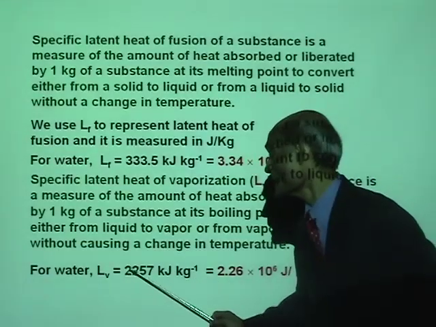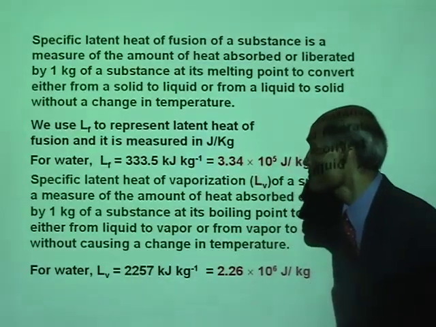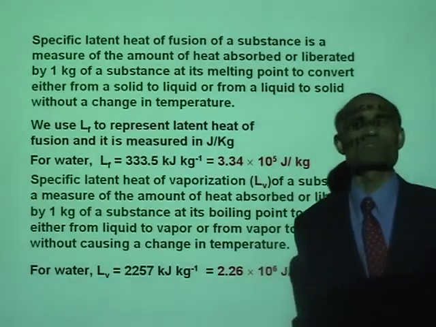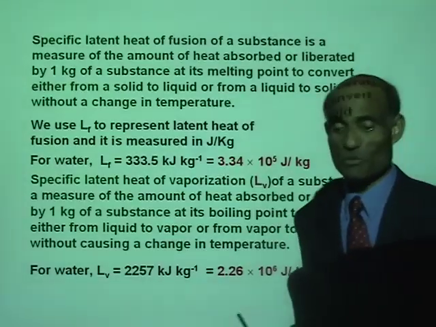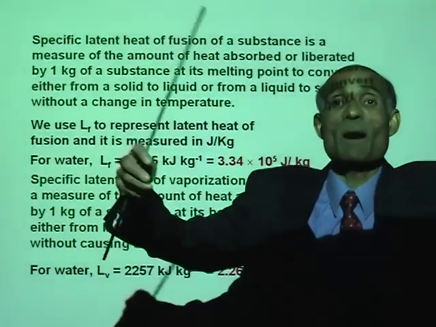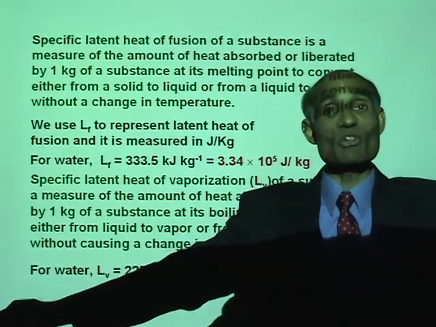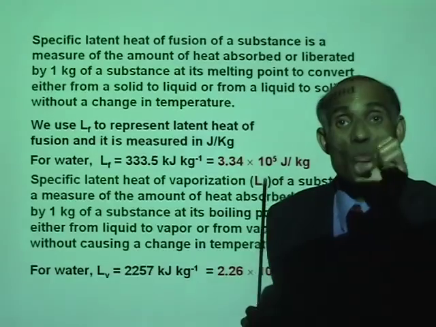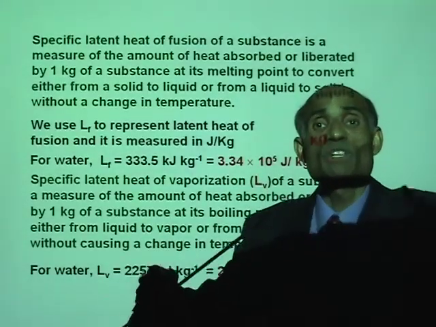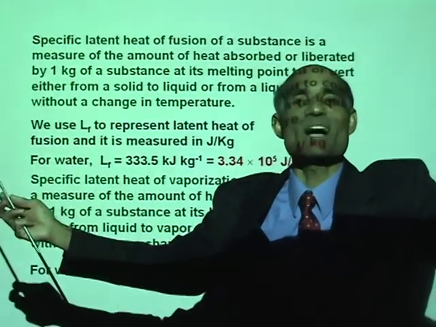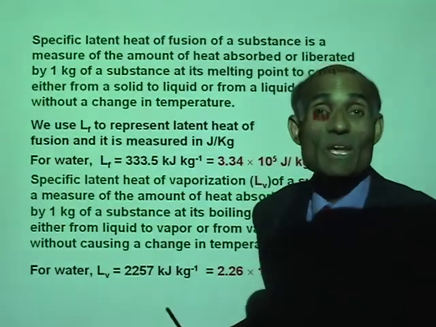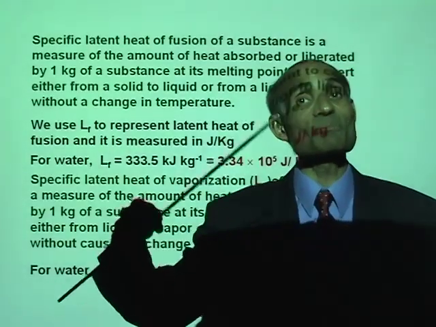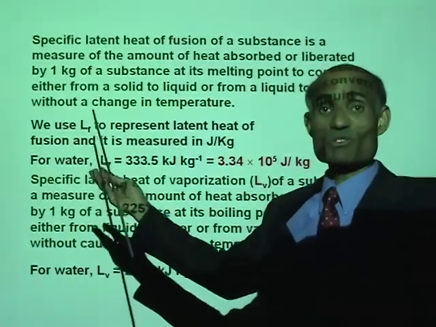And for water, it is 2,257 kilojoules per kilogram. It's a tremendous amount of heat, and that is the reason why we have so much water left on the earth. If the latent heat of vaporization were a small quantity, all the water would have become vapor a long time ago. You see how lucky we are that water has a very high latent heat of vaporization, so that we have lots of water around.